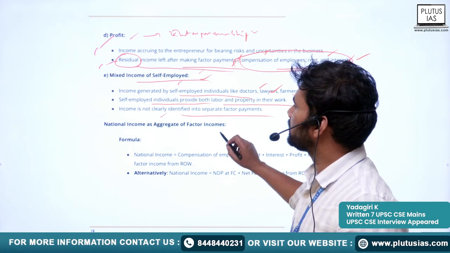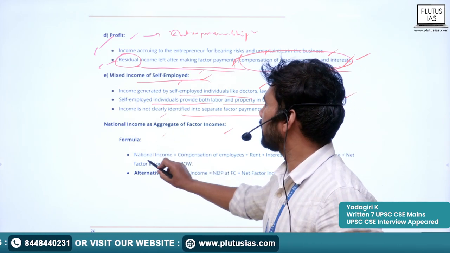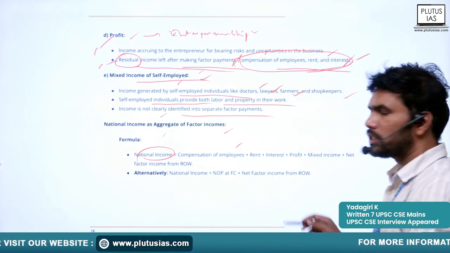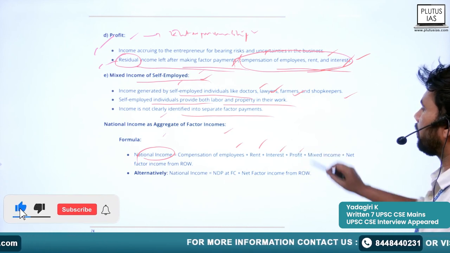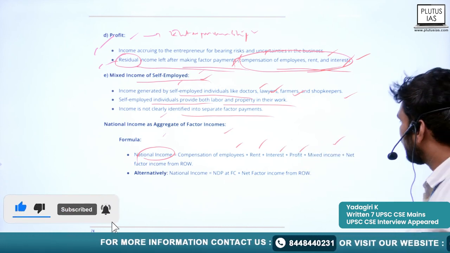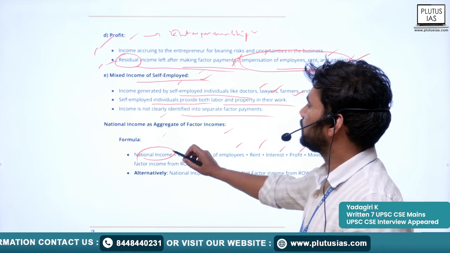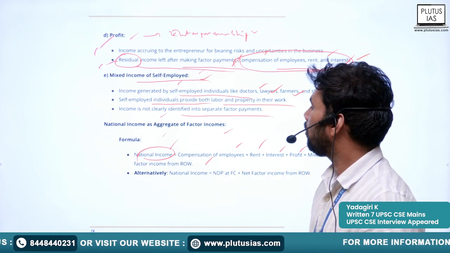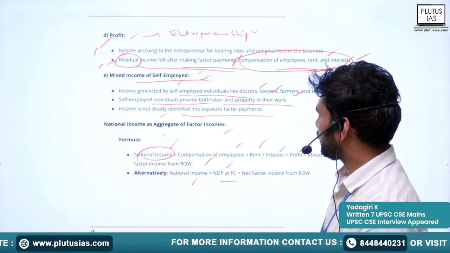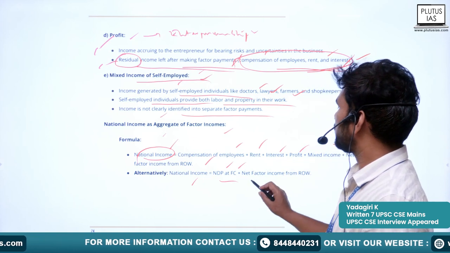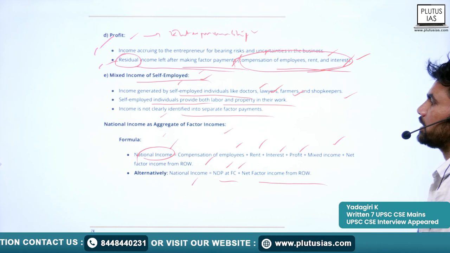If we understand national income as an aggregate of factor incomes, the formula is: national income is equal to compensation to employees, that is salary and wages, plus rent for land, interest for capital and profit for entrepreneurship, plus mixed income, plus net factor income from rest of the world. This is the definition of national income. Alternatively, we can also get national income as NDP, net domestic product at factor cost, plus net factor income from rest of the world. This is known as the national income.